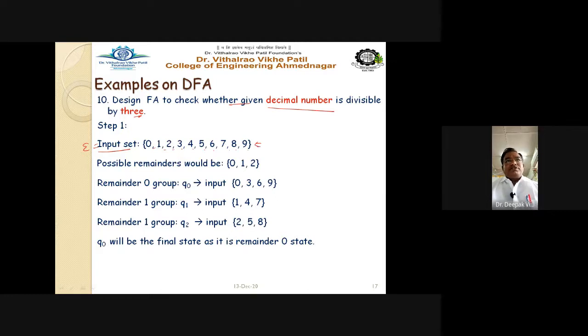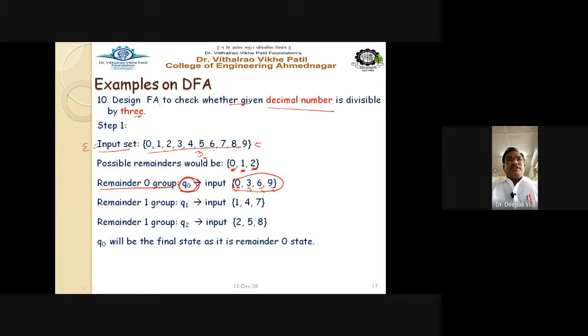And what we have to check here is whether these input numbers are divisible by 3 or not. If you try to divide 0, 1, 2, 3 up to 9 by 3, we'll get three possible remainders: remainder 0, remainder 1, and remainder 2. If we divide 0 by 3, we'll get remainder 0. If we divide 3 by 3, 6 by 3 and 9 by 3, so all these four inputs form the remainder 0 group, and we mark it as state Q0. Are you getting it or not?